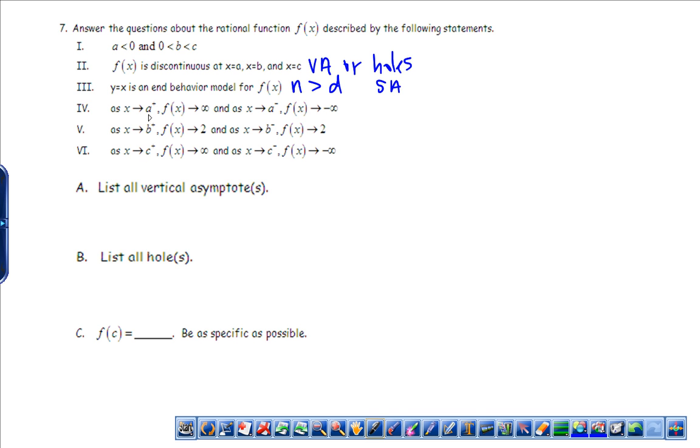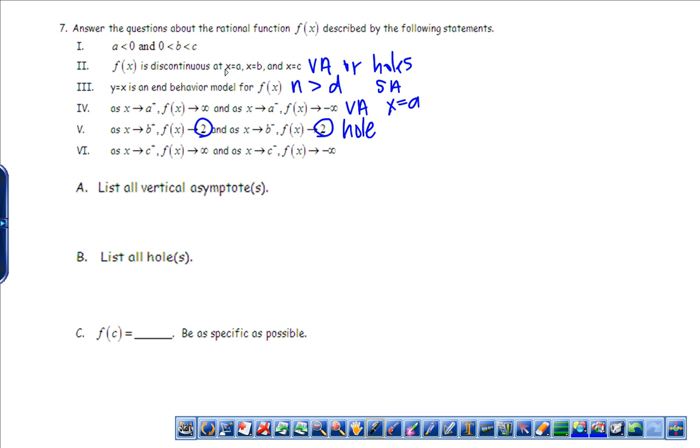As x approaches a from the positive side, your function approaches infinity. And as x approaches a from the negative side, the function approaches negative infinity. So it looks like we have a vertical asymptote at x equals a. As x approaches b from the positive side, your function approaches 2. That's a little bit different. And as x approaches b from the negative side, your function approaches 2. So it looks like we have a hole here.